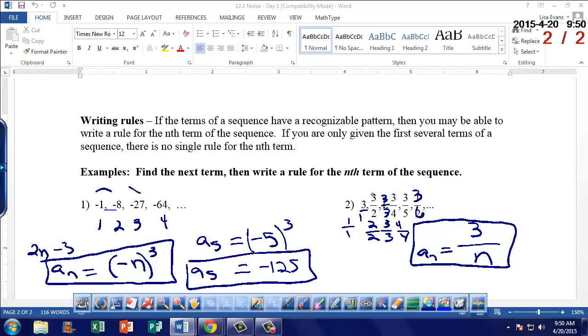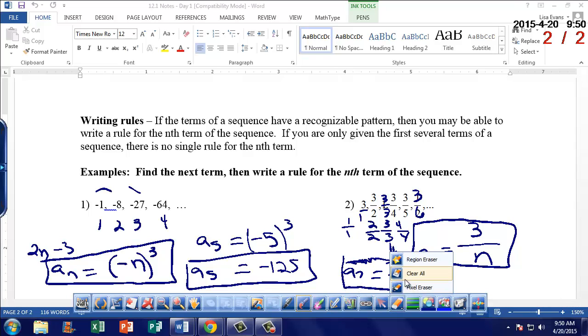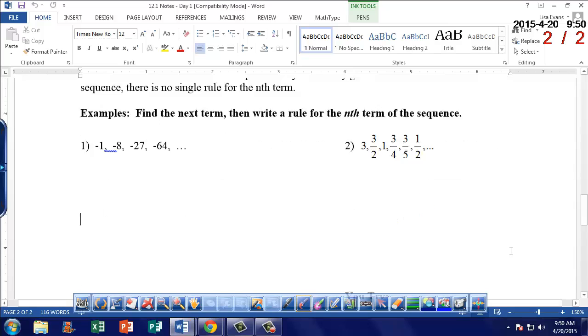Okay, this one is 1, 2, 3, 4, 5, 6. I need to write the seventh term. So my seventh term would be 3 over 7. Okay? All right, let's go ahead and do the next problem.